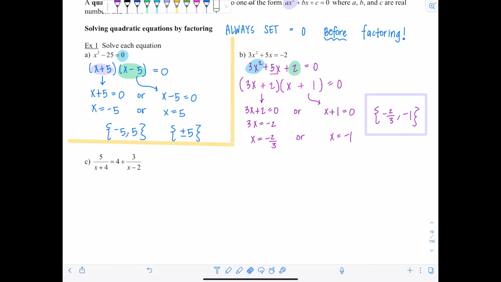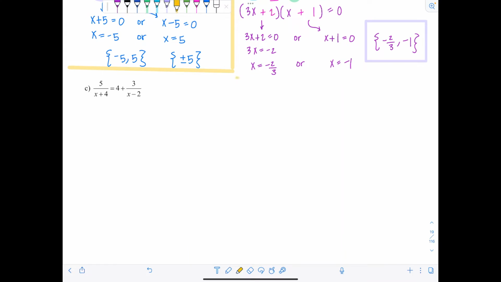Now these may remind you of the equations in the last lesson. We have 5 over x plus 4 equals 4 plus 3 over x minus 2. To start off, we do have restrictions. Remember, we don't want our denominators to be 0. For x plus 4, what would make it 0 is if x was negative 4, so x cannot equal negative 4. This 4 here is not bothering me, since it has no variables in the denominator. And for x minus 2, I don't want that denominator to be 0, so x cannot equal positive 2 either. Those are our restrictions.